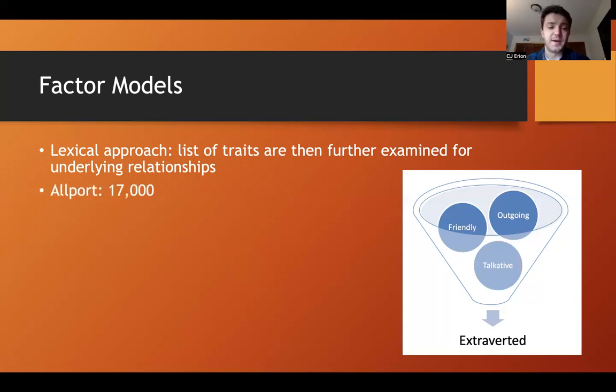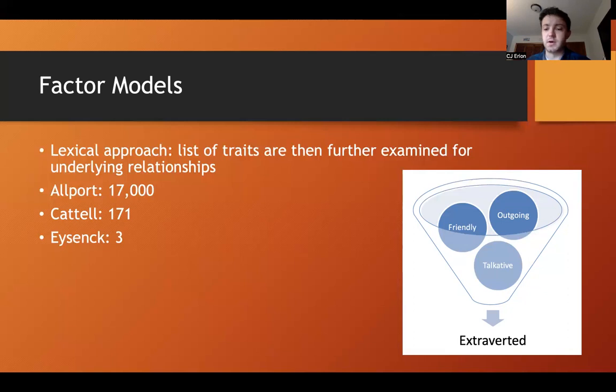And so we started out in this research with a lot of traits. Allport identified about 17,000. That was narrowed down by both Cattell, who narrowed it down to 171, and Eysenck, who narrowed it down further to 3. Typically today, approaches discuss there being 5 or 6 different factors.